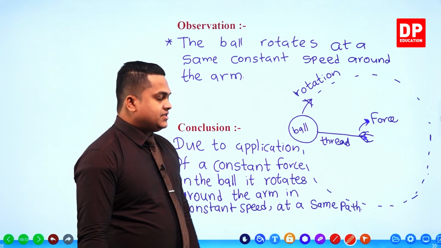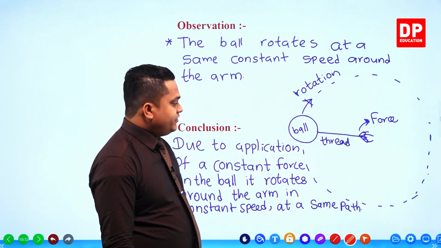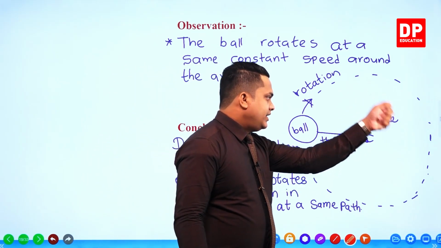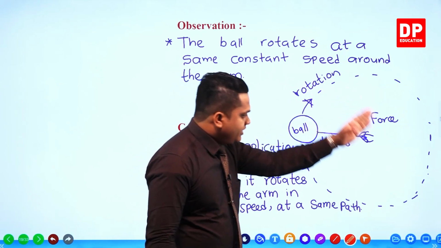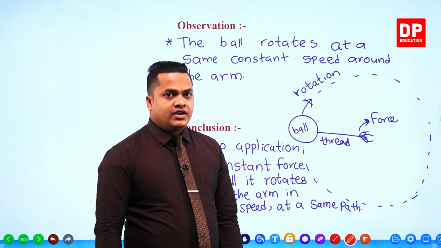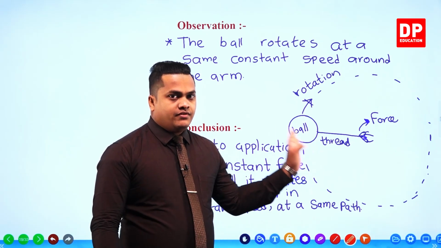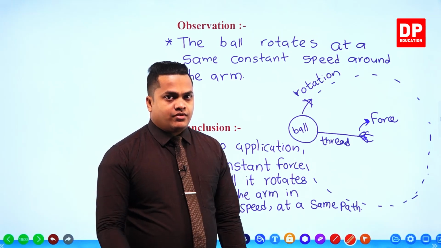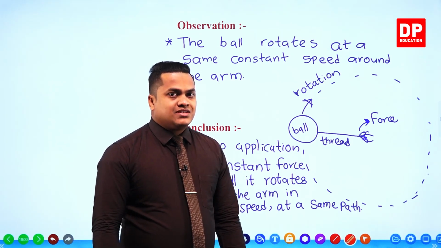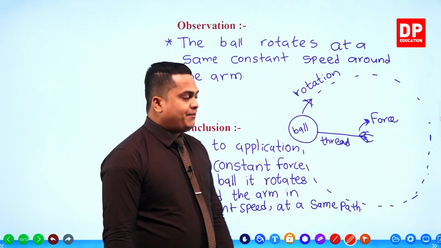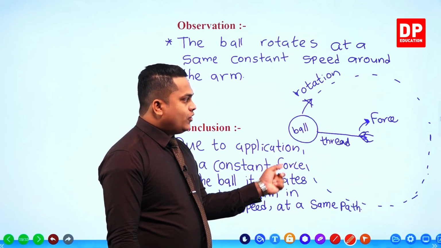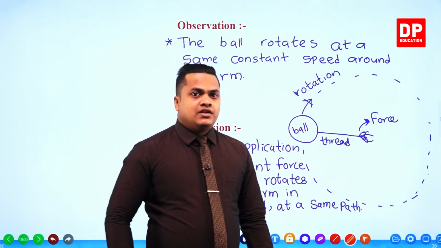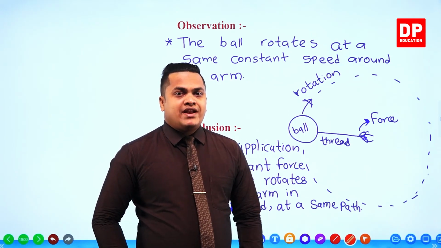So same path means the same orbit. As you can see here within the figure also, when I rotate it, it's rotating around the same path without moving in either direction, away or towards, right? In the same path, it's going to rotate always. It's because the same constant force is getting applied from the arm and by the thread on the ball. So this is identical to the revolution of our planets.